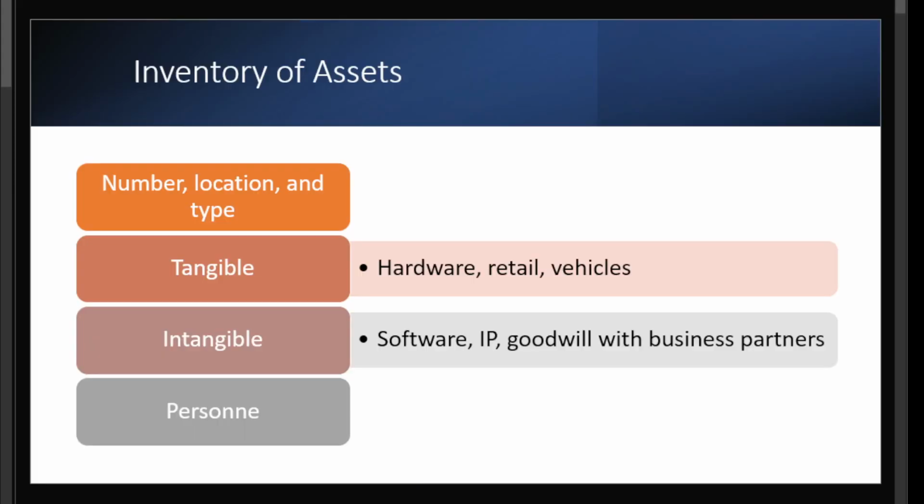All right, so inventorying assets. In order to inventory assets, we have to determine the number, location, and type of all assets. These assets could be tangible, which could be hardware, retail, vehicles, or they could be intangible, such things as software, intellectual property, goodwill with business partners, things like that. And lastly, although misspelled, is personnel. Personnel are considered assets as well because they provide skills, production, and productivity to the business.